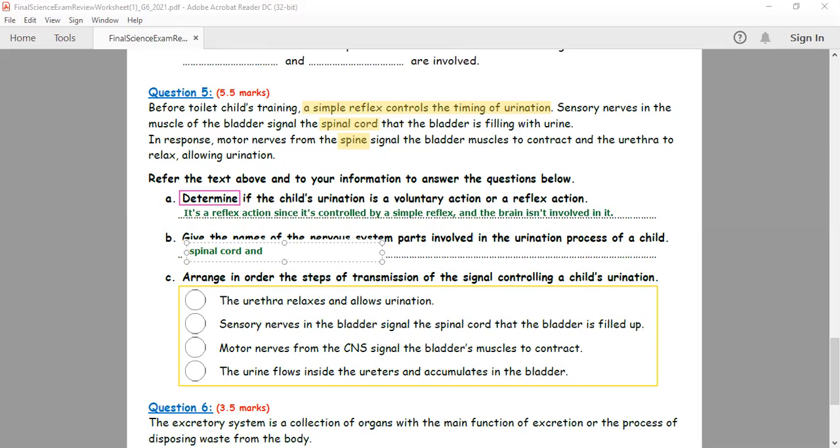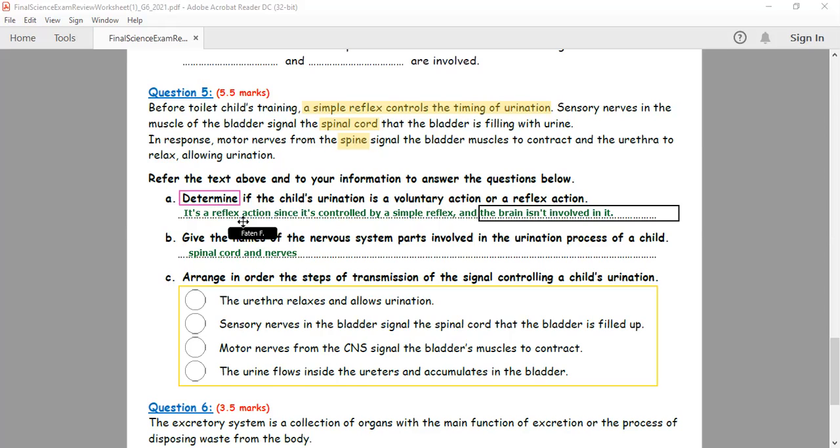Sensory nerves, brain, and the nerves. No, again, I'll repeat, the brain is not involved. Did you see this? The brain is not involved. We need both nerves: the sensory nerves to take the messages to the spinal cord, and also the motor nerves to bring the messages back from the spinal cord. The brain is not involved in such actions.